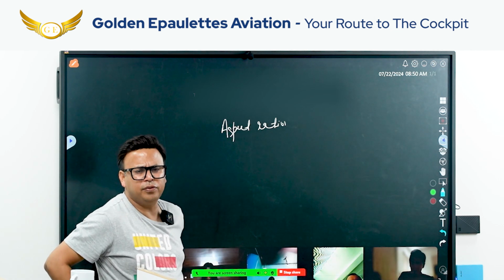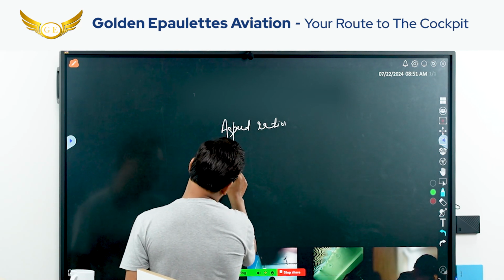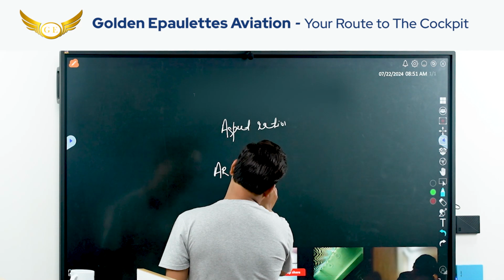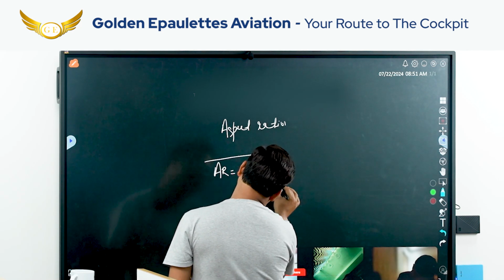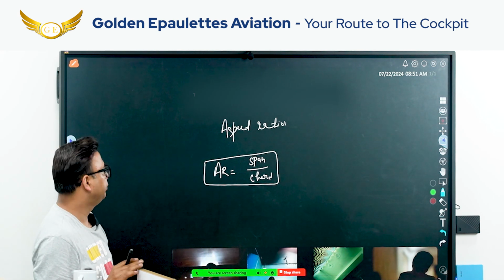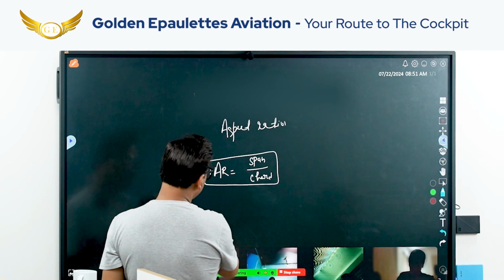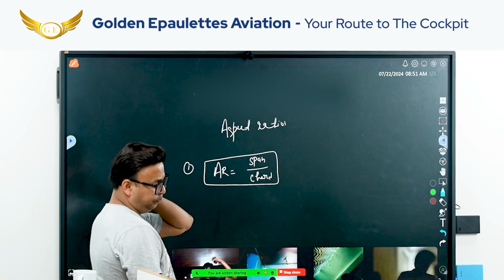Aspect ratio is a ratio of span to average chord. Now this is 1, okay? Span ratio of span to average chord.